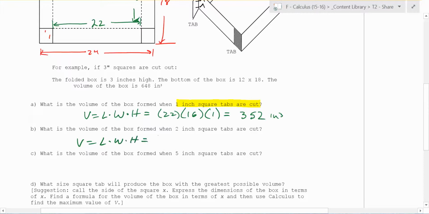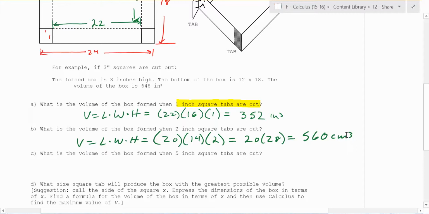Can someone tell me, one person raise your hand, what's the new length going to be if you fold it up 2 and 2? Gabby? 20. What's the new width going to be? 14. And what's the new height going to be? 2. So if you do that out, that's 20 times 28, which is 560 centimeters cubed.